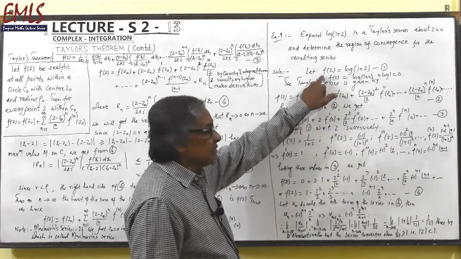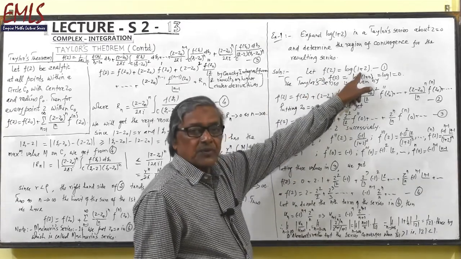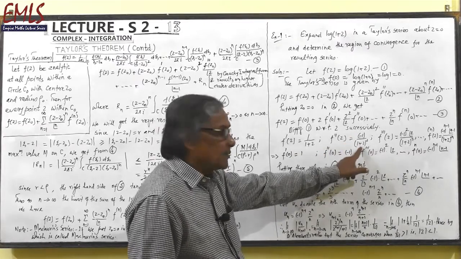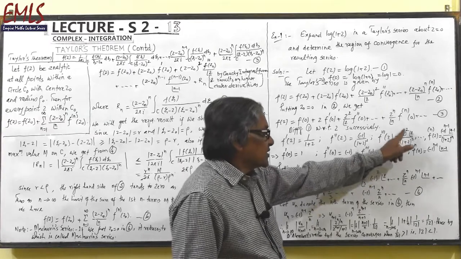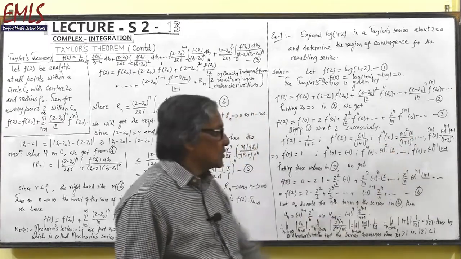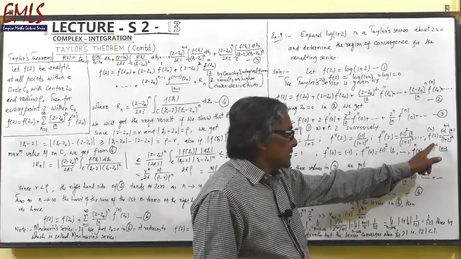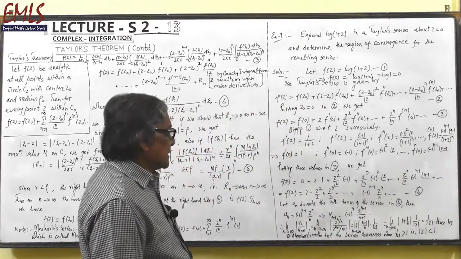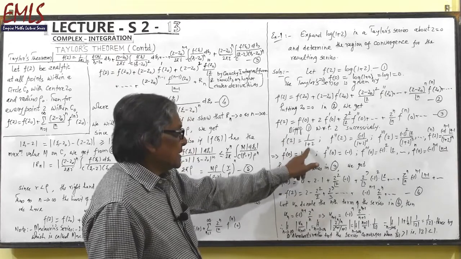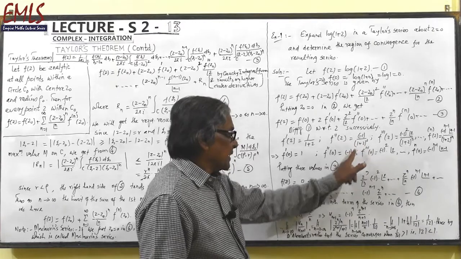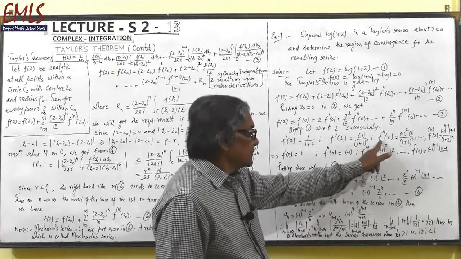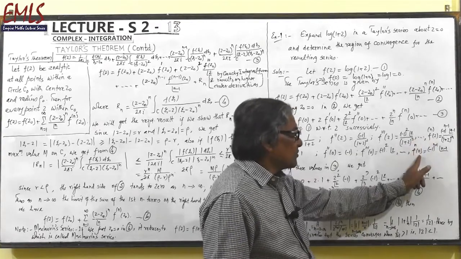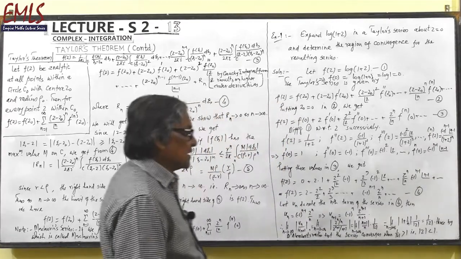Differentiating 1 with respect to z, f'(z) will be 1 upon 1 plus z, since the differentiation of log(1 plus z) is 1 upon 1 plus z. f''(z) will be minus 1 upon (1 plus z) whole square. f'''(z) will be minus 1 square into factorial 2 by (1 plus z) whole cube, and so on. So we can write f^n(z) equal to minus 1 to the power n minus 1, factorial n minus 1, upon (1 plus z) to the power n. This implies f'(0) is 1, f''(0) is minus 1, f'''(0) is minus 1 square into factorial 2, which becomes 2, and so on. f^n(0) will be equal to minus 1 to the power n minus 1 into factorial n minus 1.